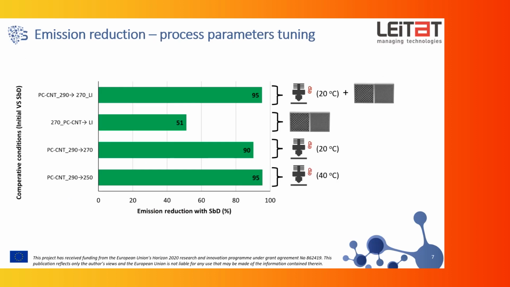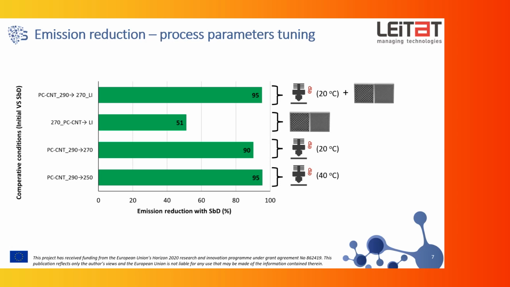All right, just to quantify a bit what reduction of the emissions we might achieve, we consider as an initial state a comparison with a safe-by-design approach application. What we could say a safe-by-design approach is, is that we tune specific parameters by a specific amount. So we can reach up to 95% reduction of emissions in terms of particle number concentration if we reduce the nozzle temperature by 20 degrees and we lower the infill. However, if we only reduce the infill density, we only reach up to 51% reduction. And with only 20 degrees of reduction, it goes up to 90%. And with 40 degrees, 95% again.